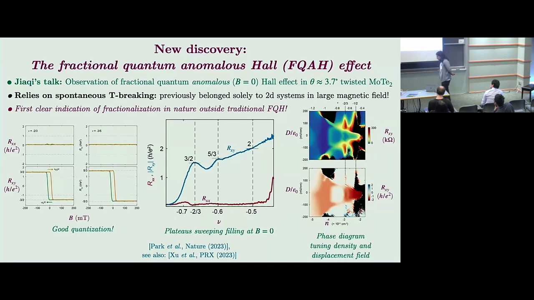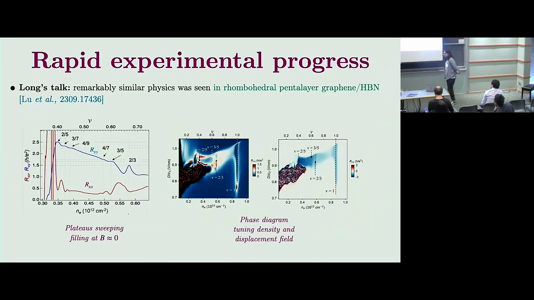And this is extremely exciting to me, since this is really, I think, the first clear indication of fractionalization beyond the ordinary fractional quantum Hall effect. All right, and shortly after these measurements, as Long showed us, we now saw essentially the same physics in a completely different system, which is rhombohedral pentalayer graphene.